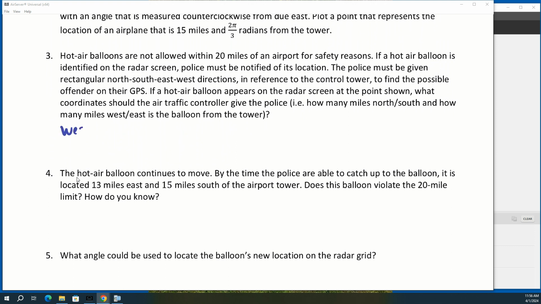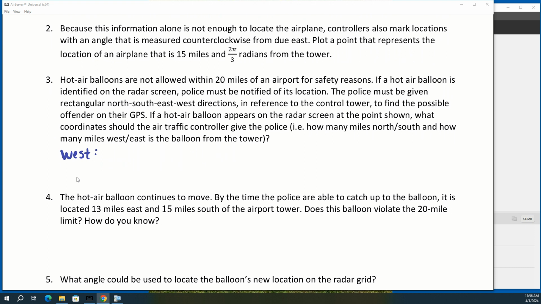So let's start with west. All right, and when we're talking about west, we're talking about the x coordinates. And so if you remember our rules from before, the cosine of theta is equal to x over r. And so in this case, it would be the cosine of our angle. We know theta is 7 pi over 6, and that is equal to x over r. We know the hot air balloon is 35 miles away.